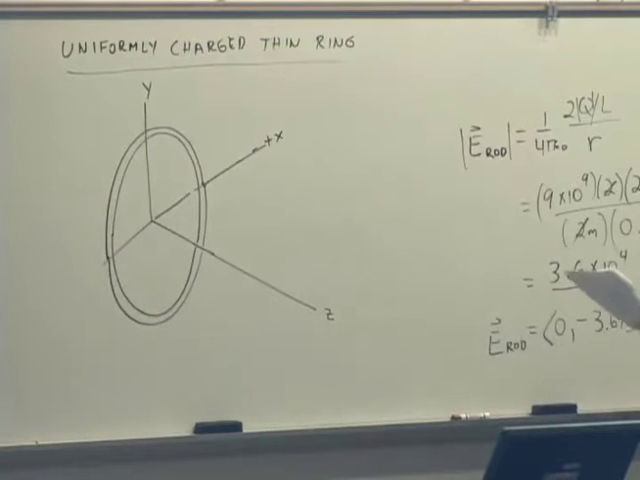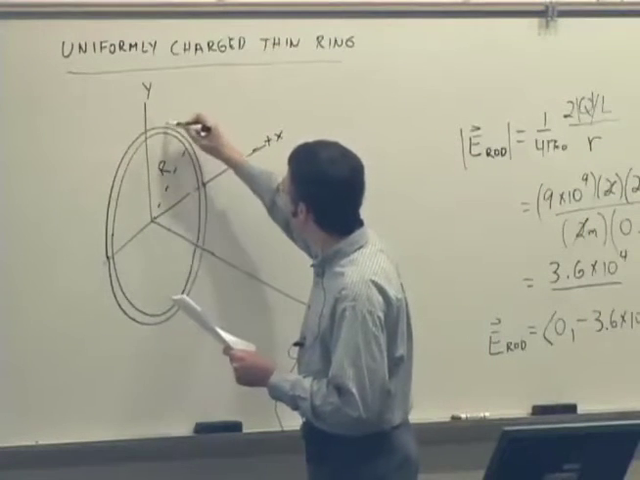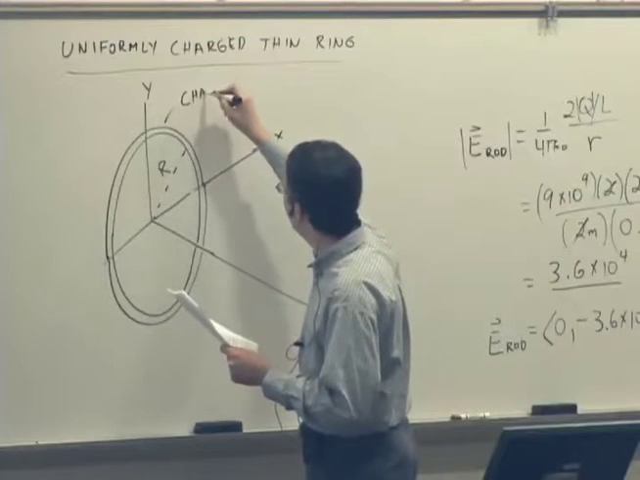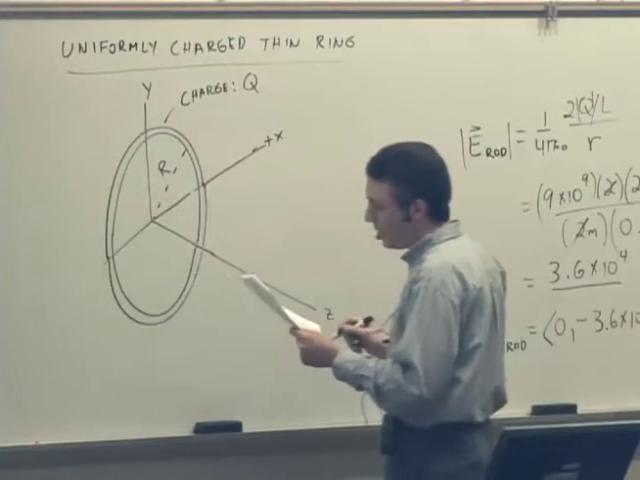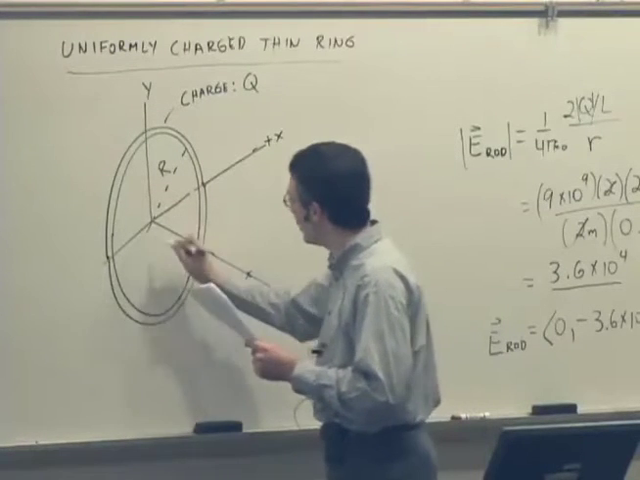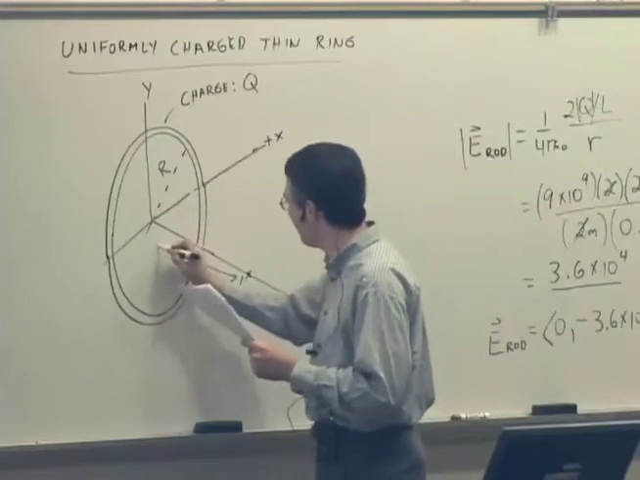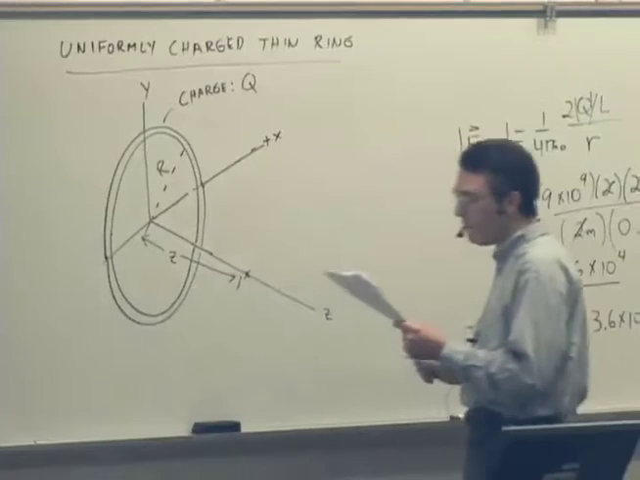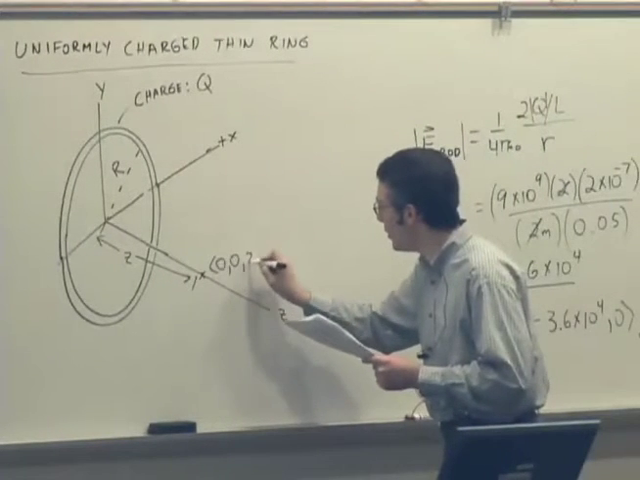So this ring has a radius. We'll call it r. It has a total charge q. And our job is to find the electric field at an observation location that is right on the z-axis, going through the center of the ring. So we'll just call that distance z. Okay? So this is observation location 0, 0, z.